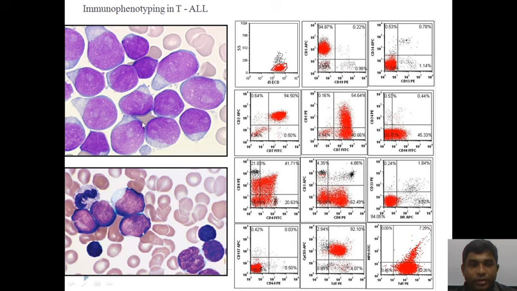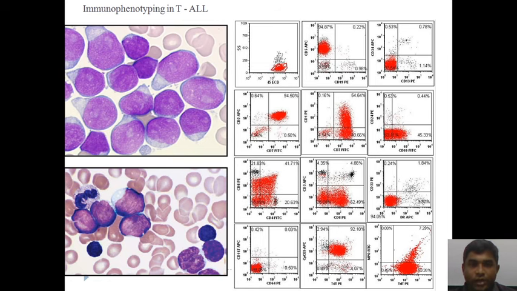This is another case where you can see this large blast population, large cells, prominent nucleoli, and agranular cytoplasm. And if you look at the different pictures, I will just lead you on to the red population. It is positive for CD5, and it is positive for CD2 and CD7. So CD2, CD7, CD5, they are all T cell markers. But if you see CD19, which is negative, and CD13, which is negative, so it is negative for B and myeloid markers. So this is a case of T acute lymphoblastic leukemia.